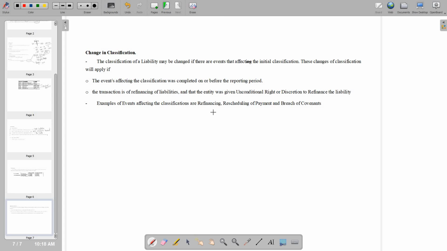So there is a sudden change of classification. From current, it should be transferred to non-current. So do we allow ourselves to change the classification from current to non-current? It depends. Okay?